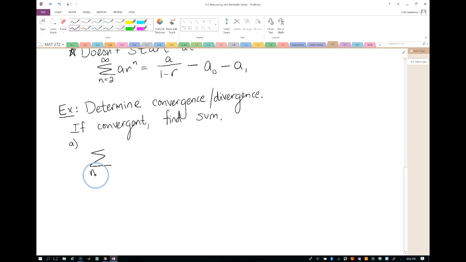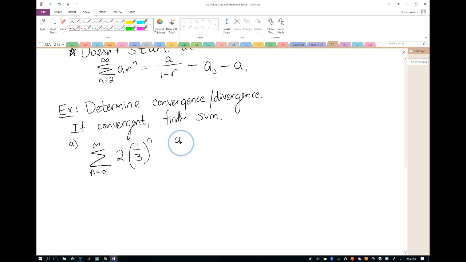So the first one we have is the sum from n equals 0 to infinity of 2 times 1/3 to the n. So we start with a really simple one. They're going to get a bit harder, and usually it's just some algebra manipulation that makes them tricky. This is a classic geometric series. I've got a coefficient, and then I have an exponential piece.